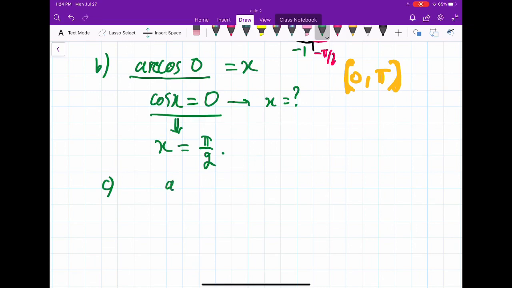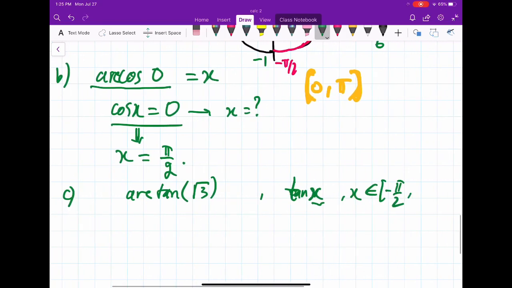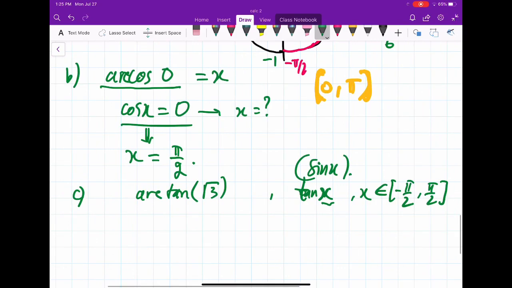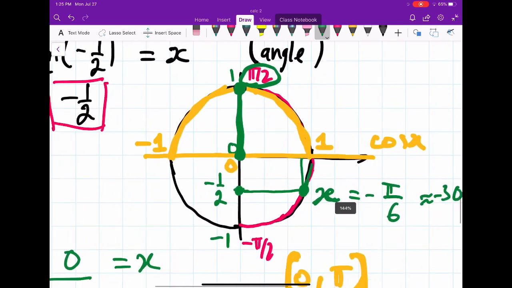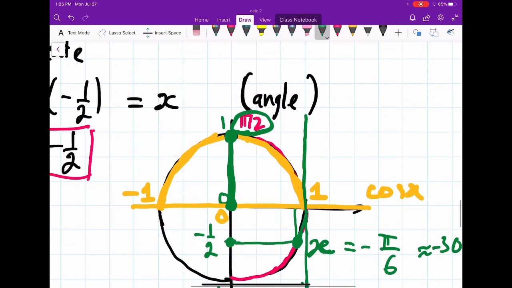Let's evaluate the arctangent of square root of 3. Again, when we are talking about tangent, remember that we just consider angle x between negative pi over 2 to pi over 2, like for sine of x. Okay? So, the tangent is right here, right? I need to draw a tangent. That is the tangent, x. And tangent is equal to square root of 3, okay?